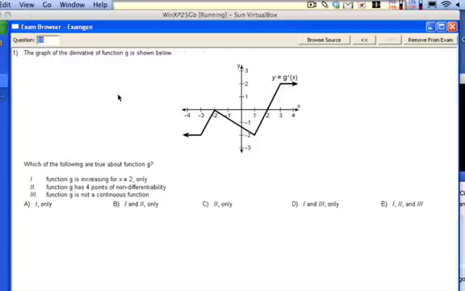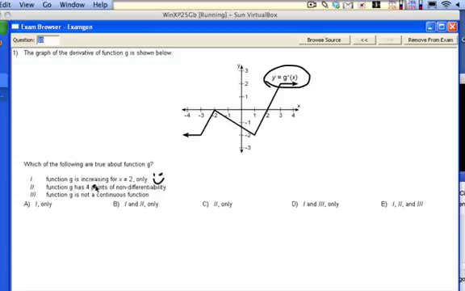Okay, for question 10, let's see what we've got. We've got this graph of a derivative. Okay, that's really important, so make sure you see that. This is the graph of the derivative of g. Okay, so now they're asking us what's true about the function g based on what its derivative looks like. Let's see, g is increasing for x greater than 2. Okay, if x is greater than 2, the derivative is positive. If the derivative is positive, it means the function's increasing. So this one is correct.